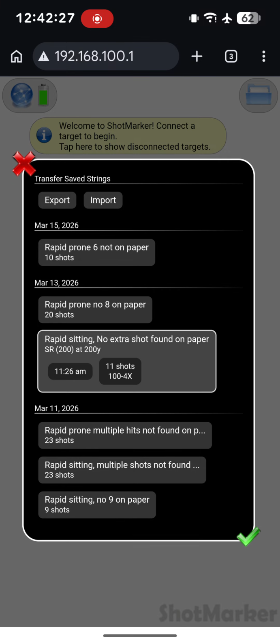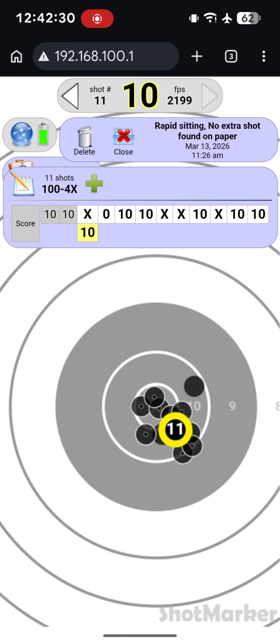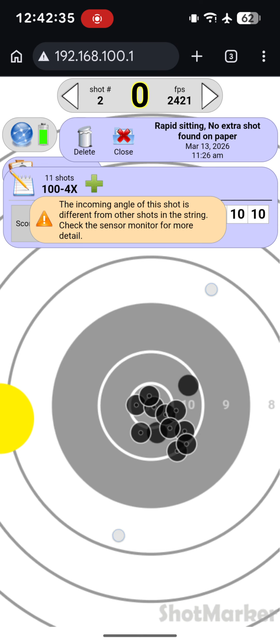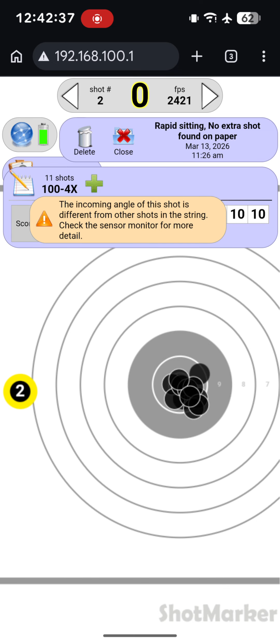Okay, next, this is rapid sitting. In this case, there were 11 shots reported. 1 is a 0. And immediately, one thing you can see here on this interface is that it says there's a technical warning: the incoming angle is different from other shots in the string. Now, that warning does not come up when the angle is just a little bit different. It comes up when the angle is so far different that it couldn't possibly come from the firing line, at least as it was measured.